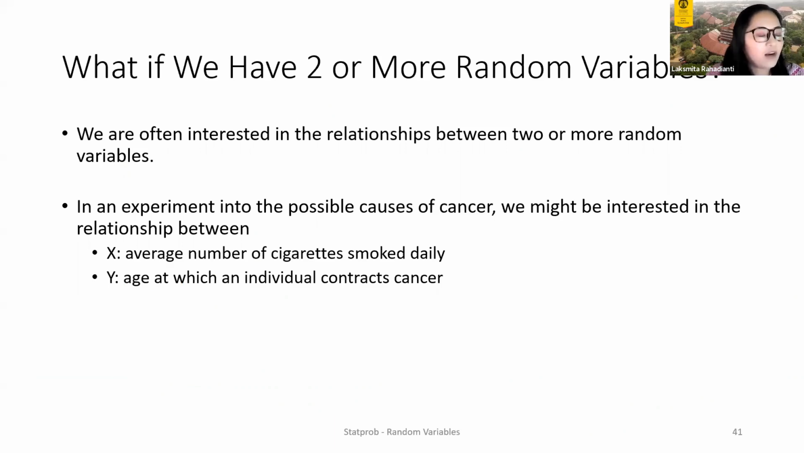So as with events, what if I have more than one random variable? I have one or two random variables. For example, I would like to describe X as the average number of cigarettes smoked daily of someone, and Y is the age at which an individual contracts cancer. So in this type of experiment, I have two random variables, which in my head, I think they're related. So I want to now describe the joint probability of these happening.